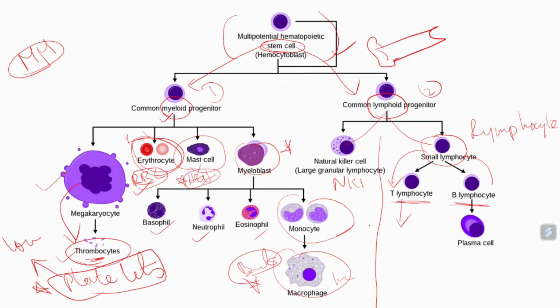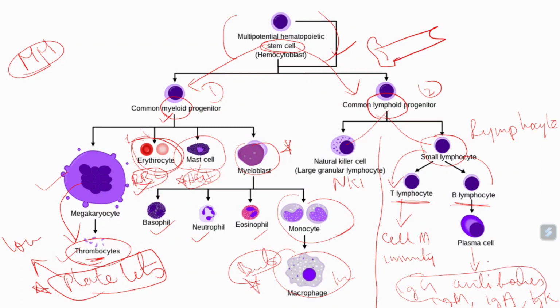These T lymphocytes will show cell-mediated immunity, and these B lymphocytes will produce plasma cells, and these plasma cells will produce antibodies. We have IgG, IgM, IgA, and Ig kappa. All these are different types of immunoglobulins. Immunoglobulins are antibodies. So the plasma cells produce antibodies in the body, and through these antibodies, they cause humoral immunity. T lymphocytes show cell-mediated immunity.